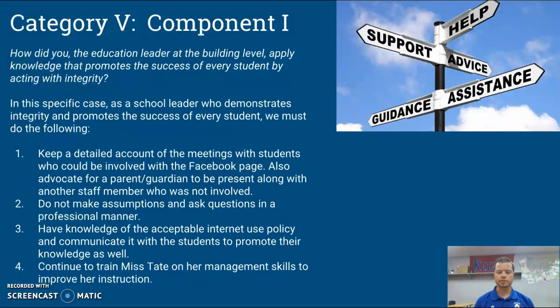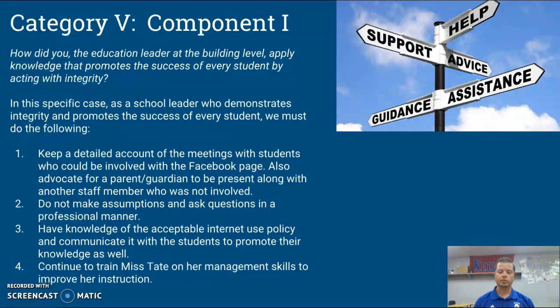Number three, have knowledge of the acceptable internet use policy and communicate it with the students to promote their knowledge as well. Maybe the school kids do not understand what the acceptable use policy is. A lot of them just sign it because they want their computer. Maybe actually going over it with them in an advisory class or at the beginning of a period one day, just to review, because it is important. And a lot of companies today have that policy as well. So it's important for students to know that there is an acceptable use policy, and communicating that is important.